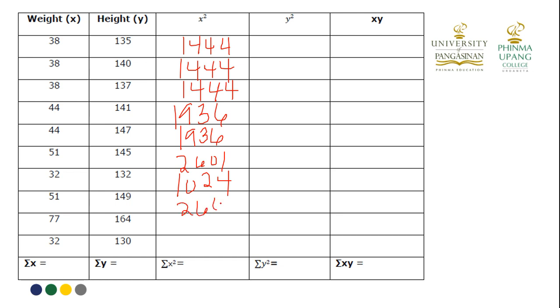51 squared is 2601. 77 squared is 5929. 32 squared is 1024. How about 135? 18225, sabi ni Glyza. 140 squared is 19,600. How about 137?